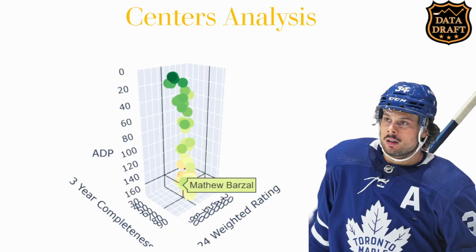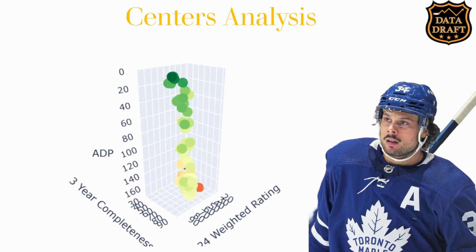So looking at this chart, we can see a number of different things that can help us with our strategy this year. The way to read this: ADP going from low to high, the beginning of the draft to the end of the draft; you have 3-year completeness on this axis, meaning how complete this player's been over the last 3 years average, from low to high this way; and then the 23-24 data draft weighted rating going from low to high this way.